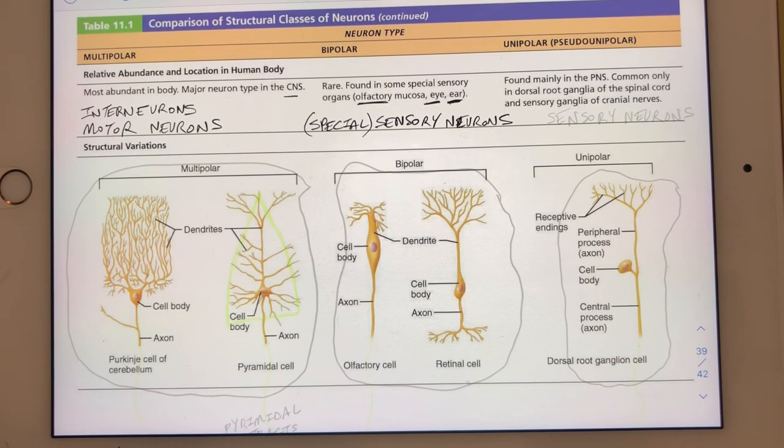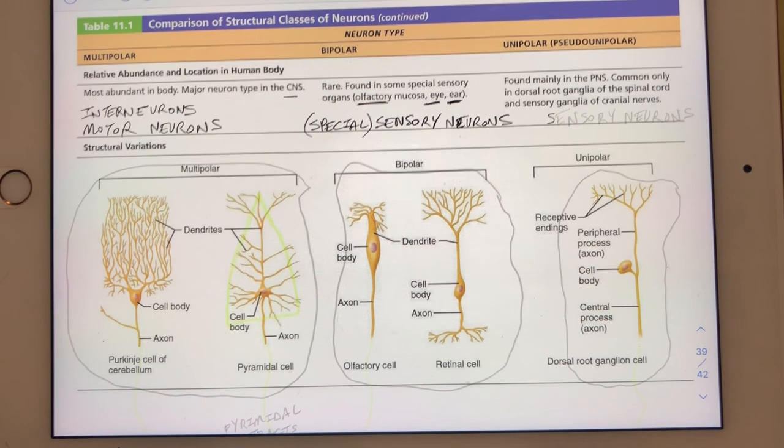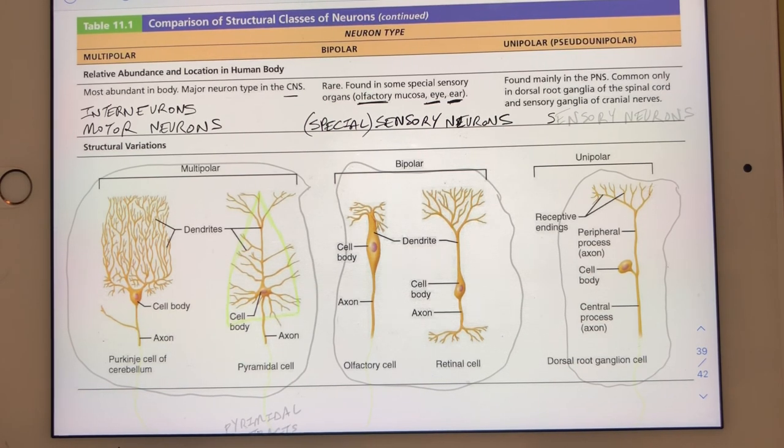Unipolar neurons are not abundant in the central nervous system. They're mostly found in the peripheral nervous system, and they are likely to be sensory neurons. Okay, so most sensory neurons are unipolar, few are bipolar, and then the rest of neurons are likely multipolar.